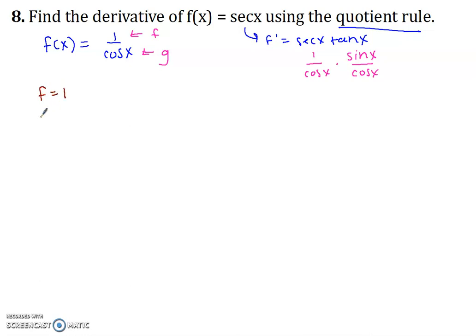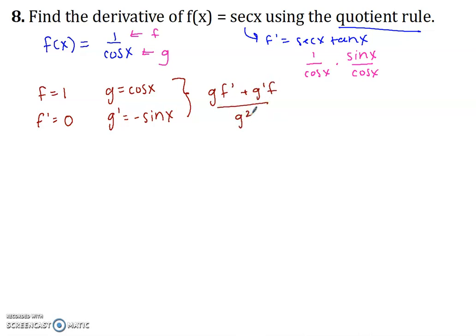So f is going to be 1, making f prime the derivative of any constant, which is just 0. Then g is going to be cosine of x, and the derivative of cosine is negative sine. And then I can just take all of that and plug it in to my quotient rule: g times f prime minus g prime times f, all over g squared.